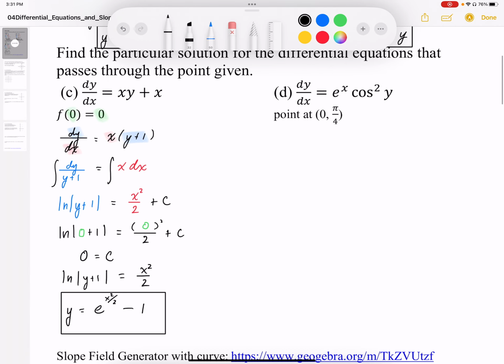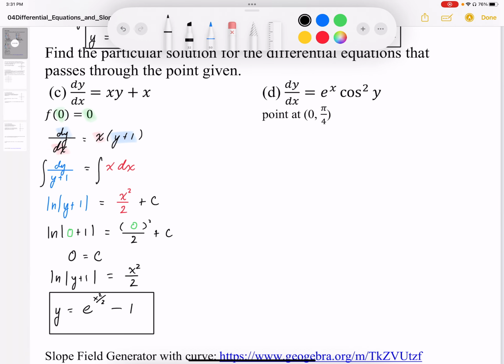So in this case here, we're going to do the same thing. We're going to separate our variables. In this case, it's already separable. So we have our y's and dy's can separate, our x's and dx's can go together. So I'm going to separate that out: dy over cosine squared y, and that's going to be equal to e to the x, and the dx goes on that side.